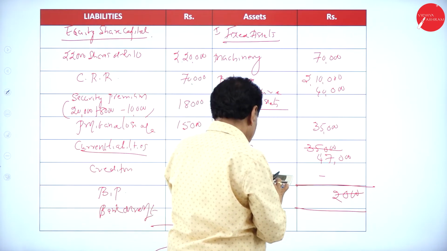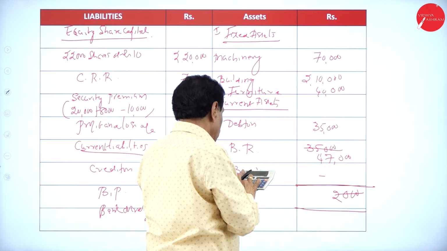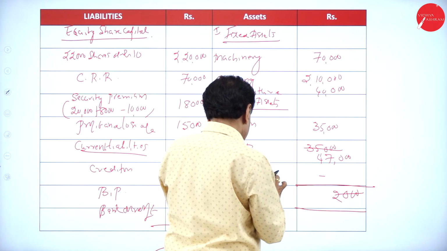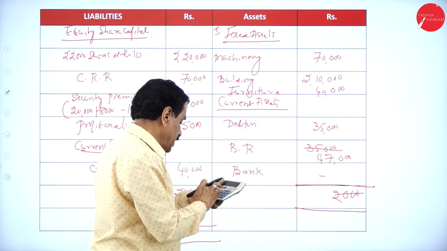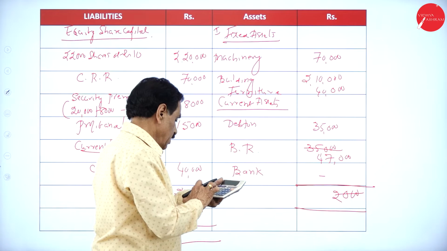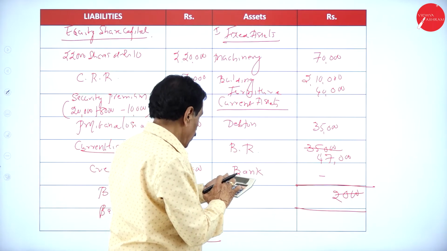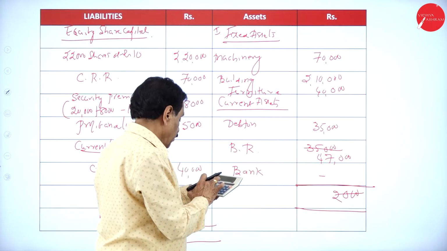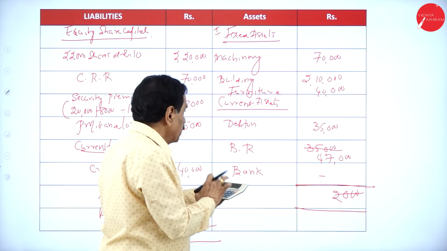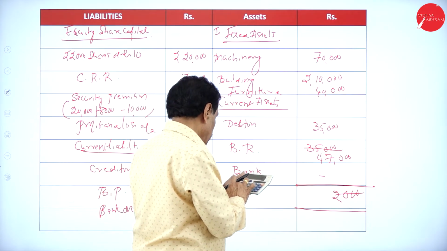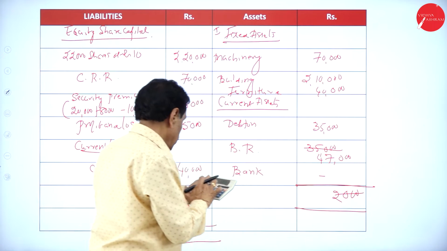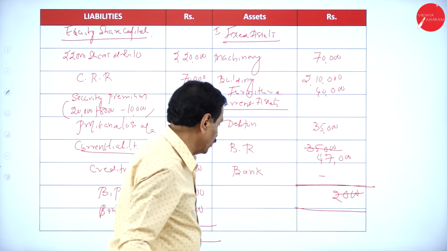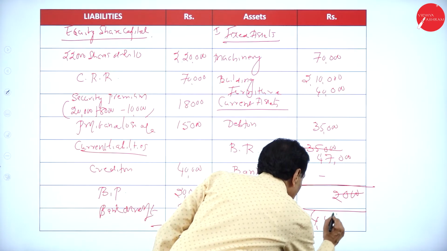This is 2,80,000. 2,80,000 plus 2 lakh, plus 2,80,000 plus 40,000 plus 35,000 plus 47,000, 4,02,000. It will tally for 4,02,000.